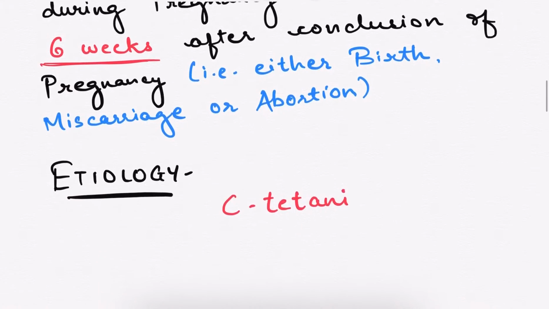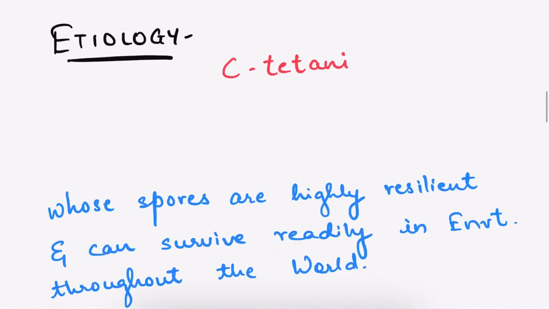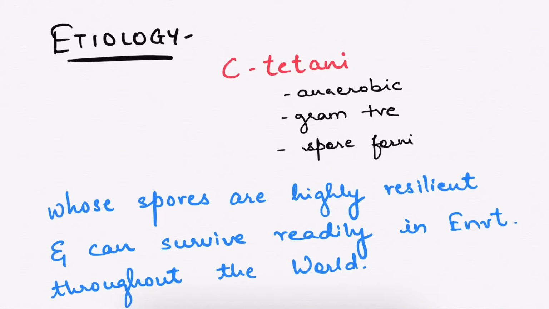Moving to the next, the etiology of tetanus is Clostridium tetani, which is an anaerobic, gram positive, spore forming rod. These spores are highly resilient and can survive readily in the environment throughout the world. Also, these spores resist boiling and many disinfectants.